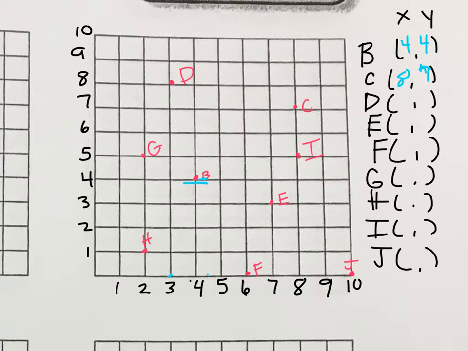3. I'm going to go over 3. And how many do I go up? 8. So it's 3, 8. Who got 3, 8? Excellent. Okay, I want y'all to do the next. I want y'all to do E through J. I'm going to pause the lesson and y'all do E through J.